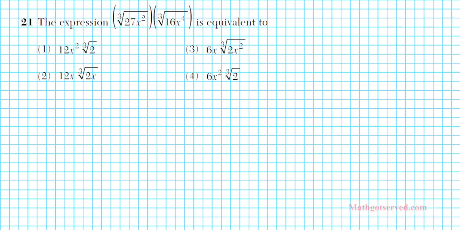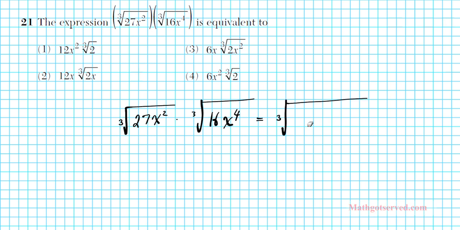It says the expression, the third root of 27x squared times the third root of 16x to the fourth is equivalent to. So let's rewrite it: the third root of 27x squared times the third root of 16x to the fourth. Now, since these roots are the same, we can combine them into one. Okay, so the third root of the product of the radicands, 27 times 16 times x squared times x to the fourth.